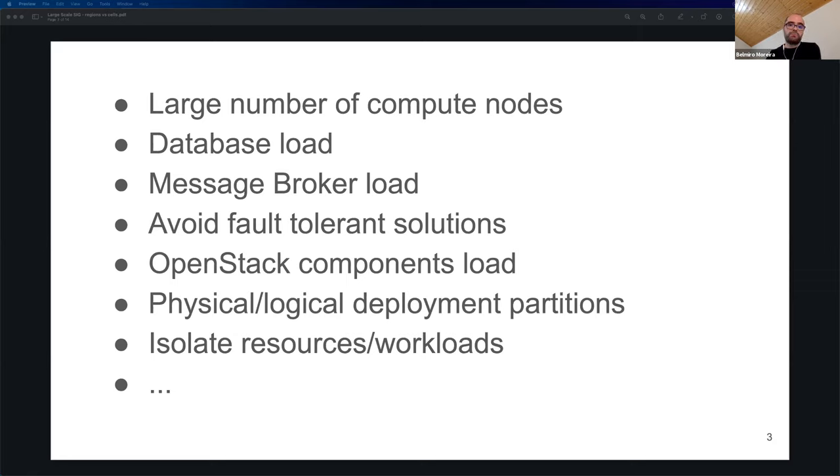Another reason could be that you want to partition really your deployment physically, because you have multiple data centers in different areas and you want to expose this to users, or just logically, because you as operator want to organize your resources considering the hardware type, the different features that your resources offer to users. There are different ways to do this in OpenStack. We'll try to explore some of them. Or in the other way, you want to isolate resources for specific workloads or for specific users. All of these are good reasons. This is not only to do with scale, but good reasons for you to scale out your OpenStack deployment.